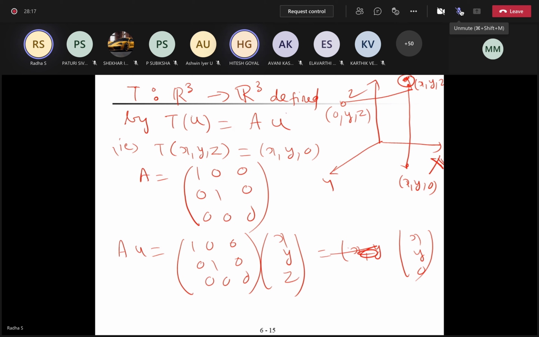R square. Anyway, one dimension is reduced, right? Don't bother about that. Don't say R square means it should be only X and Y. Even Y, Z you can say R square. I need two things, R into R. That's it.